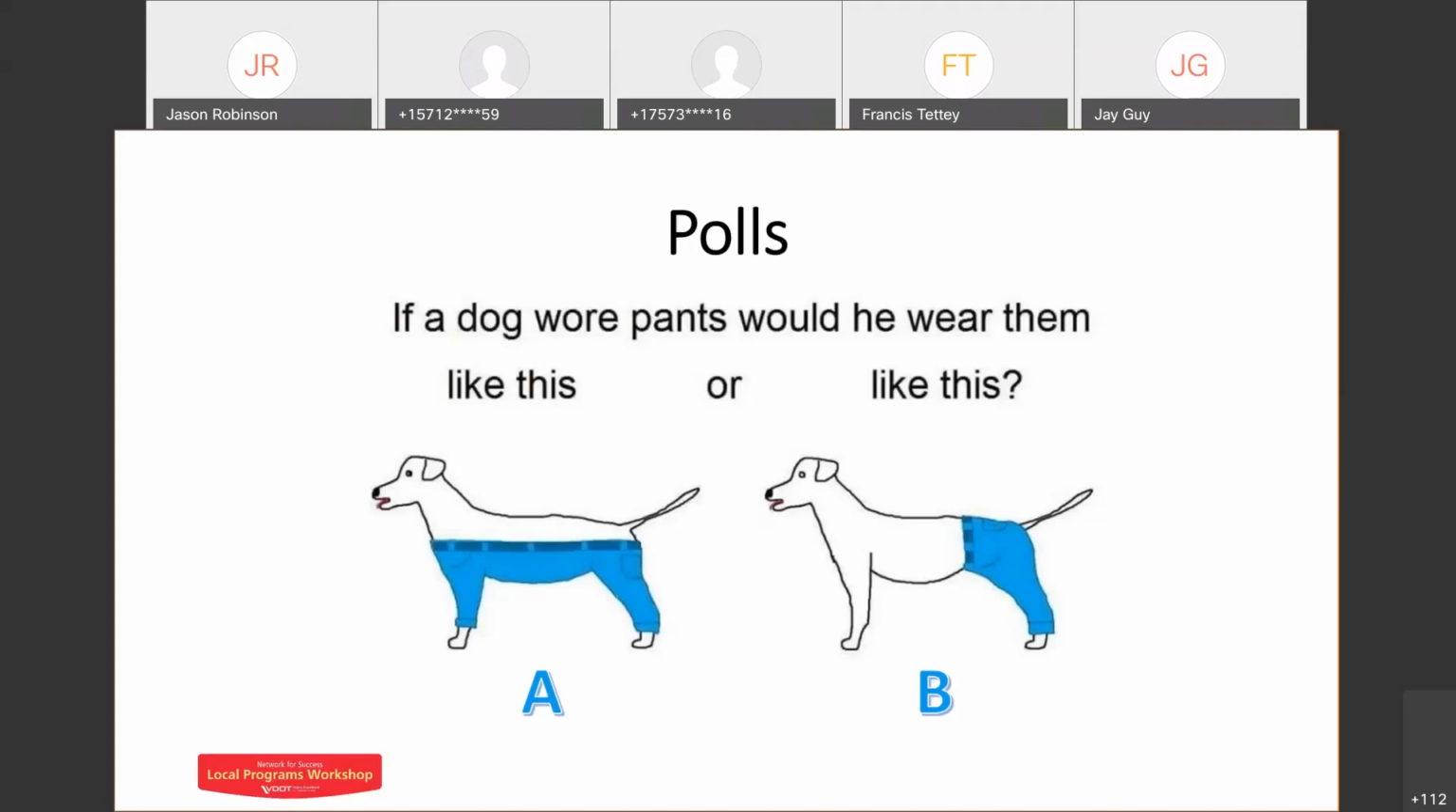All right, so you guys should be able to see the poll results now. It looks like overwhelmingly the dog would wear his pants on 2 legs. So, all right, thank you guys for helping us test out the polling feature.